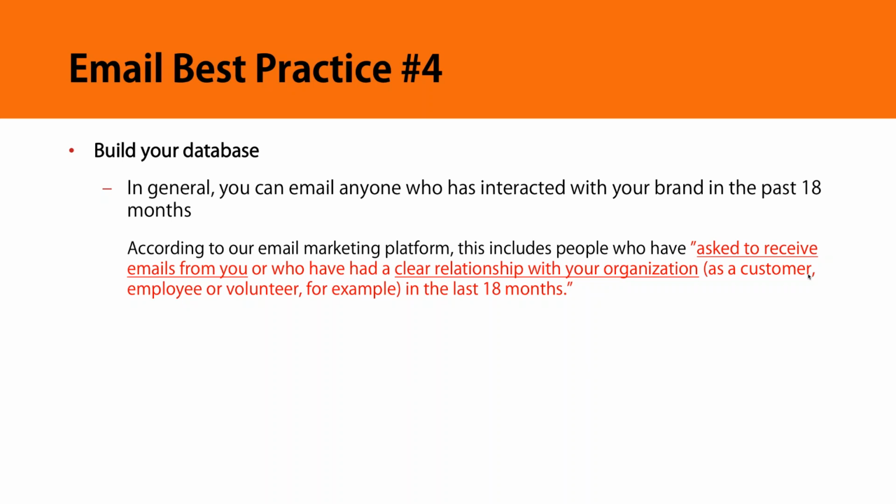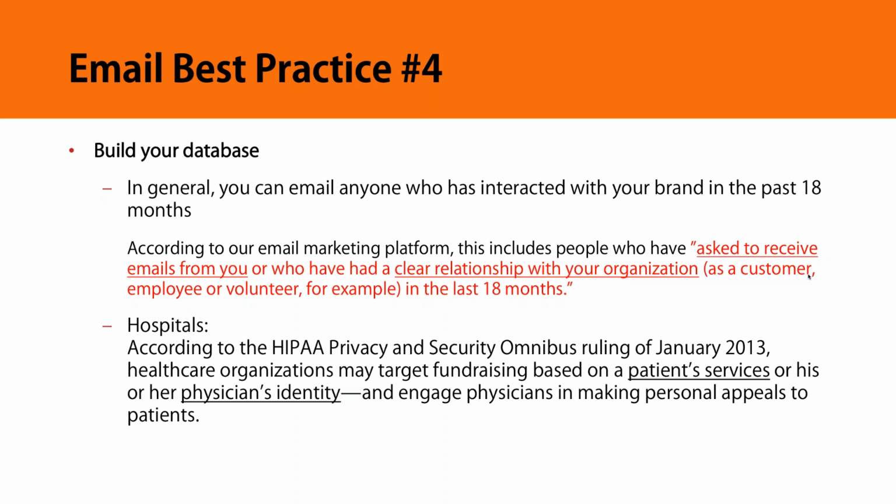Okay. All right. So according to our email marketing platform, you are able to include people in your database who have either asked to receive emails from you or who have had a clear relationship with your organization in the past 18 months. Now, there really isn't a time frame according to the Can-Spam Act, but 18 months seems to make sense. If someone hasn't heard from you in a year and a half, the likelihood they're going to interact with your brand is pretty low. So we want to make sure that that data is fresh. So this is really our golden rule in terms of how you can pull emails into your database.